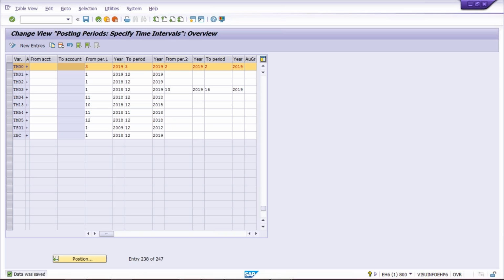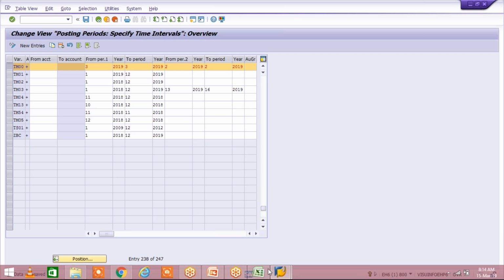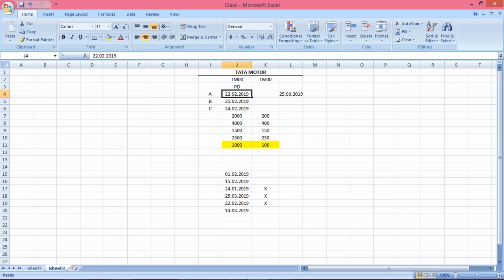Here the system found that the February period is open, right? So the February period is open, and then the system will allow him to post this transaction. This guy will be allowed for transaction posting. But even these people also can be allowed for transaction posting in this case.